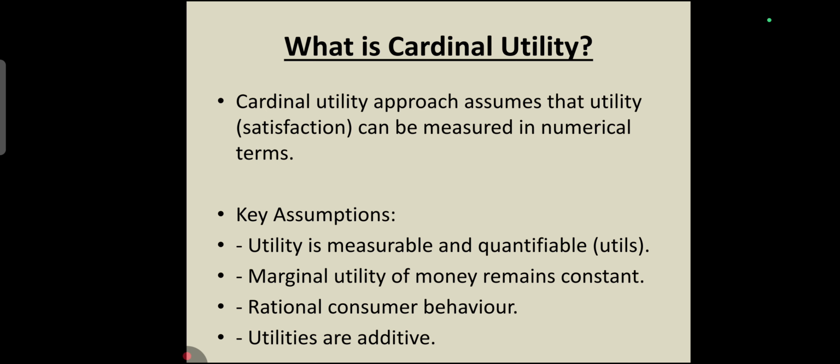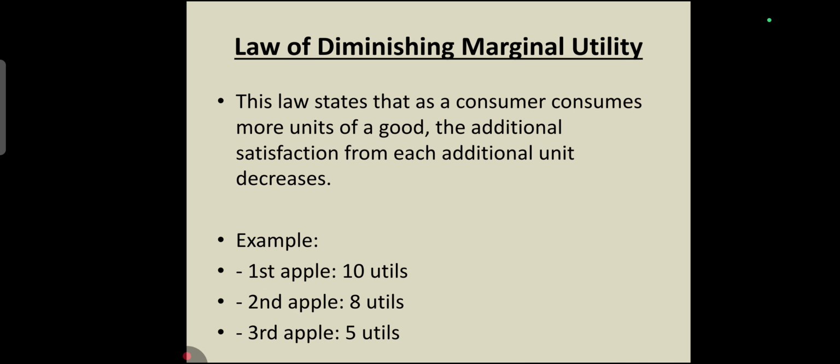Now, what are the key assumptions? Utility is measurable and quantifiable, which is the utils of the commodity. Marginal utility of money remains constant. According to this cardinal approach, the marginal utility of money is remaining constant. That means whatever additional rupee we are spending is remaining constant over a period of time for the additional commodity that we are consuming. Next is rational consumer behavior. That means the consumers are non-biased. And utilities are additive. That means every additional satisfaction is adding some value. Whatever satisfaction you're getting from a product is adding some or the other value.